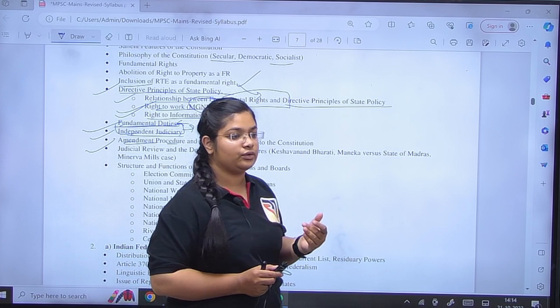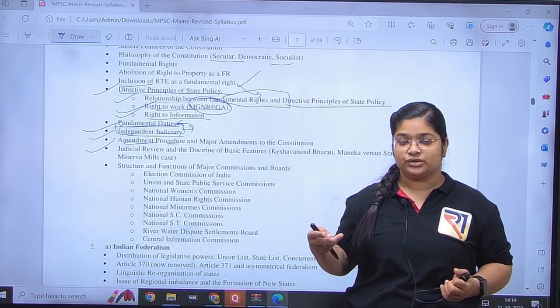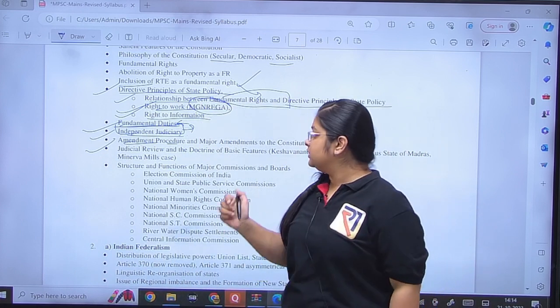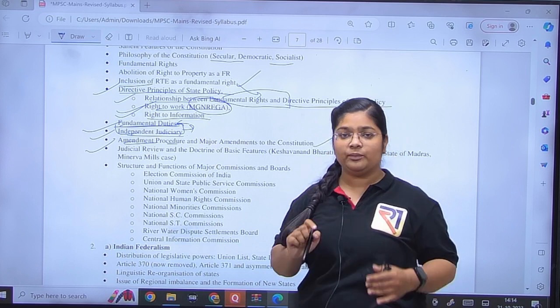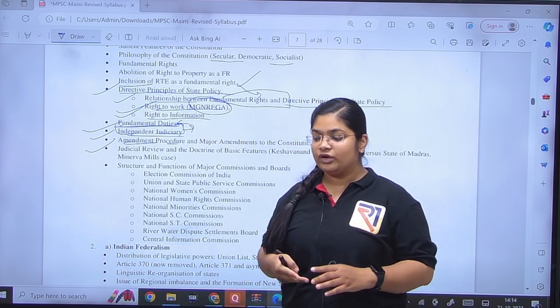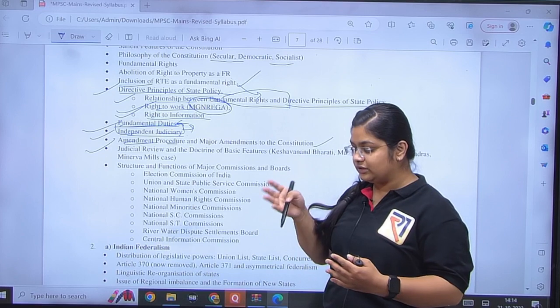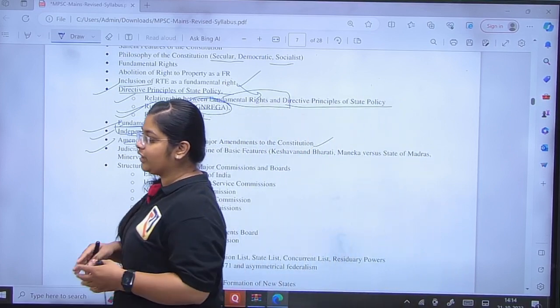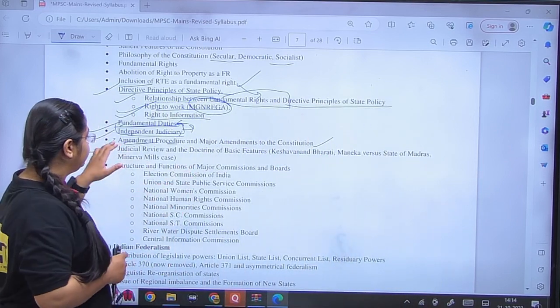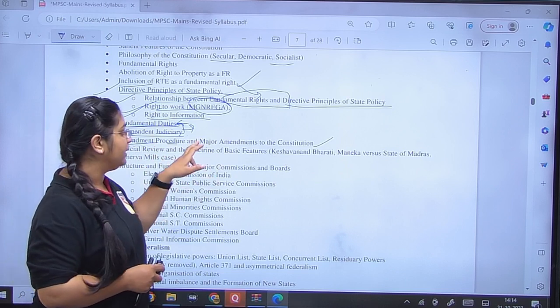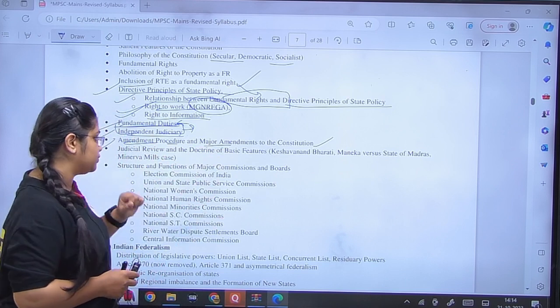So we are studying the philosophy of our constitution. The next thing we are going to study is the basic structure of our constitution, what type of amendments, what type of changes we can make, and the procedure in which those changes are made. So we are going to study the procedure of amendment and the major amendments to the constitution.